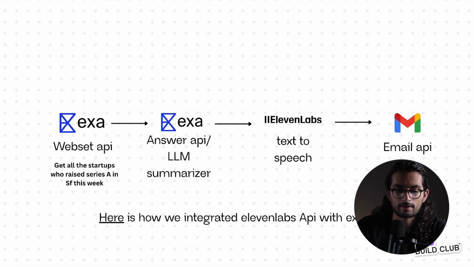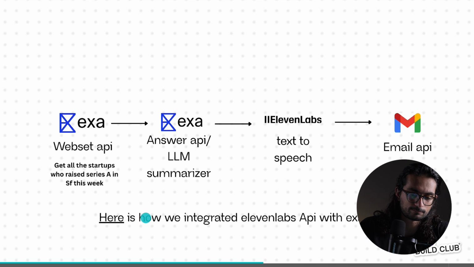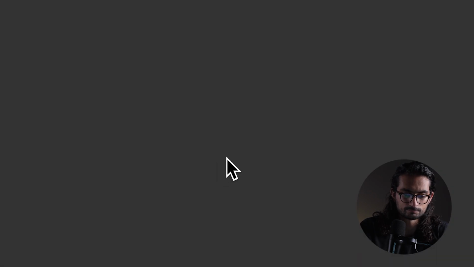One of the first examples we previously did on the Build Club website is a workflow that gets all the Series A companies that raised that week in San Francisco and sends you an email, which is a text email. I made a video about it, talking about those different components. I'm going to leave the link here and we'll briefly look at it as well.